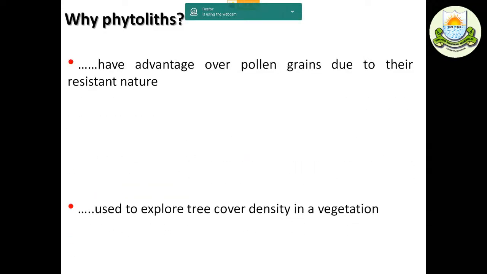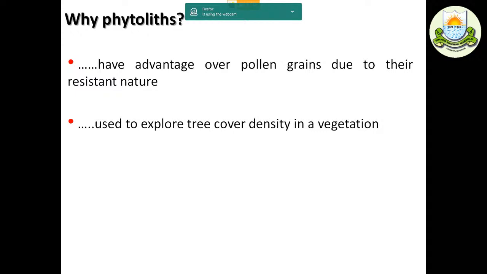So why should we study phytoliths? Phytoliths have an advantage over pollen grains, because they are siliceous in nature, and they are very resistant to degradation in oxidative conditions, natural stress or any taxonomic bias. They are resistant to taxonomic degradation.